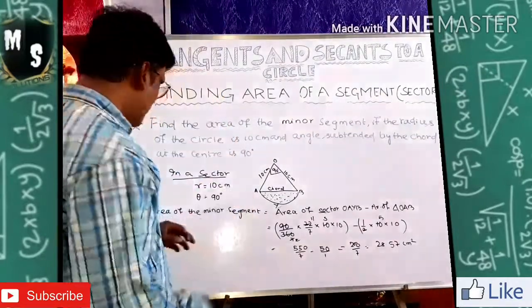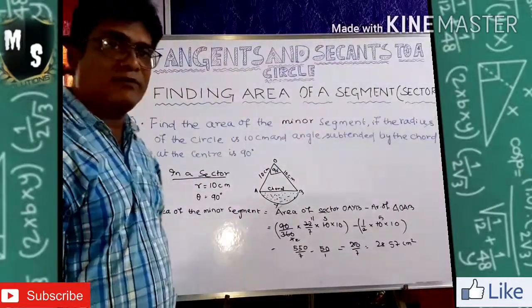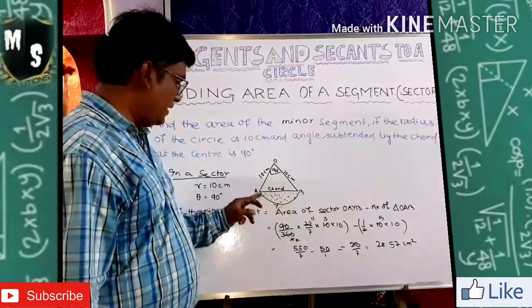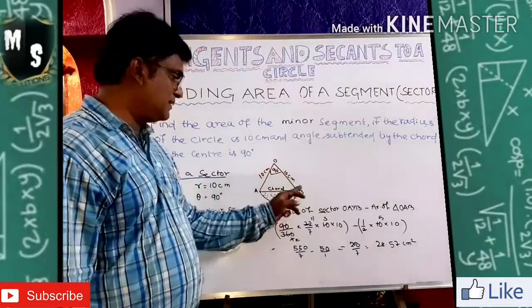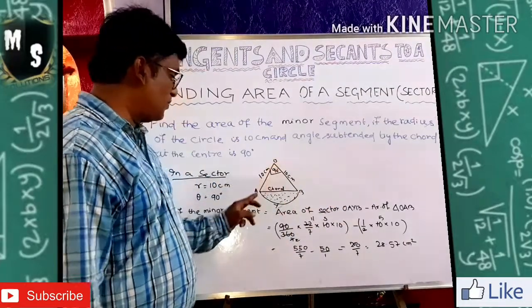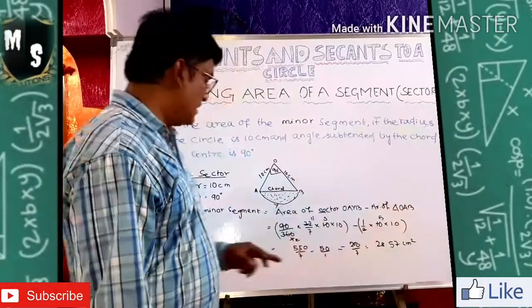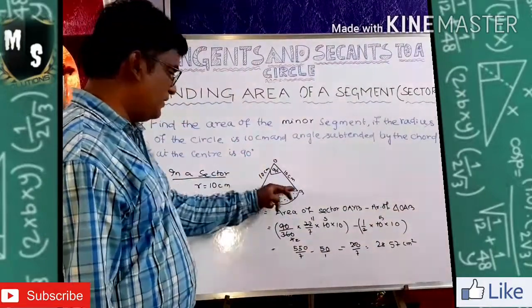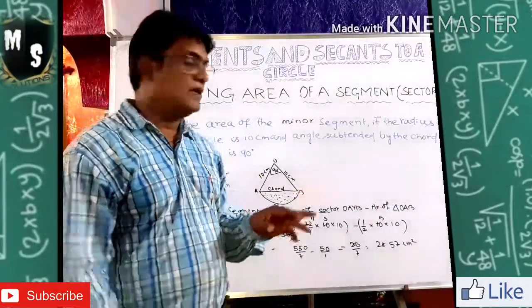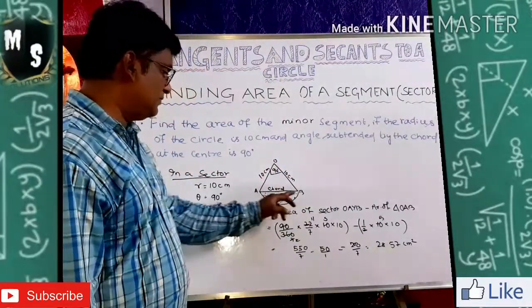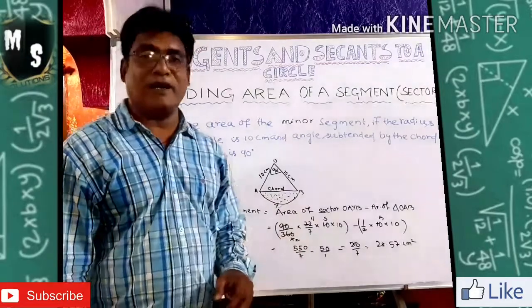Okay, let's go for it. Area of the minor segment. What is the area of the minor segment? Area of the sector OAYB, you have to name it like this, minus, that means the area of the whole sector, minus the area of triangle OAB. This triangle area you have to subtract from the whole sector area. Then the minor segment AYB area will come.